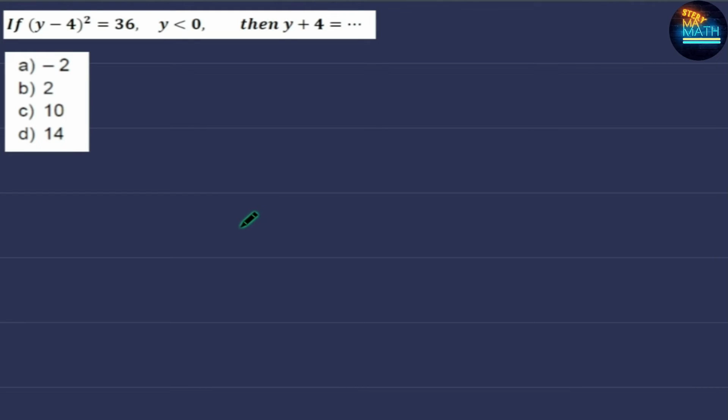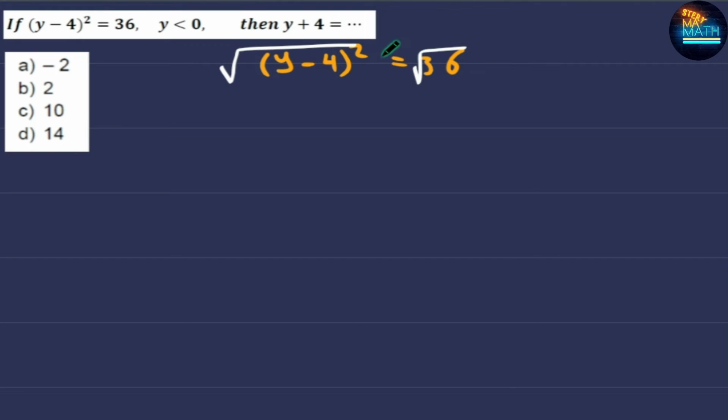If y minus 4 all to the power of 2 is equal to 36, and y is smaller than 0, then what is the value of y plus 4? Here there is no need to expand the expression on the left-hand side, as long as you can take the square root of each side.